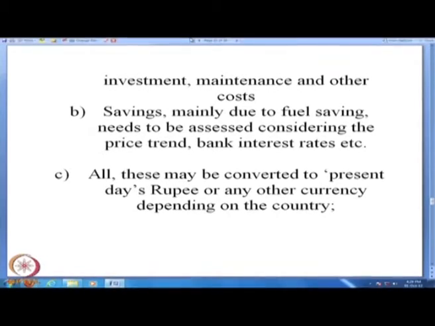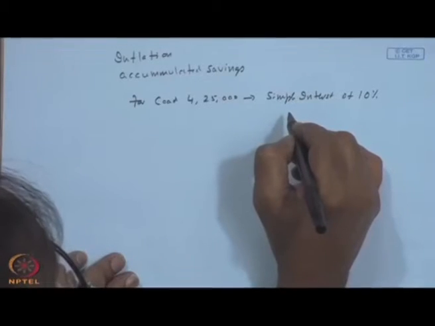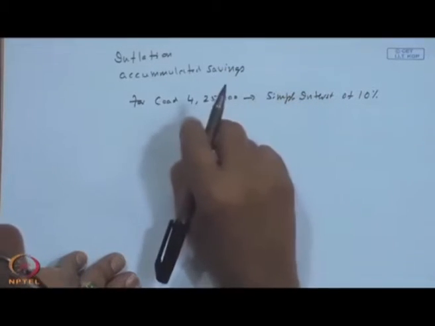That means, there are certain costs associated with running of the solar energy system, and savings mainly due to fuel savings need to be assessed considering the price trend, bank interest rates, etc. All these may be converted to present day rupees or any other currency depending on the country. In other words, if you are going to save 10,000 rupees in the 10th year, 22,000 rupees in the 11th year, etc., what is the equivalence of today?